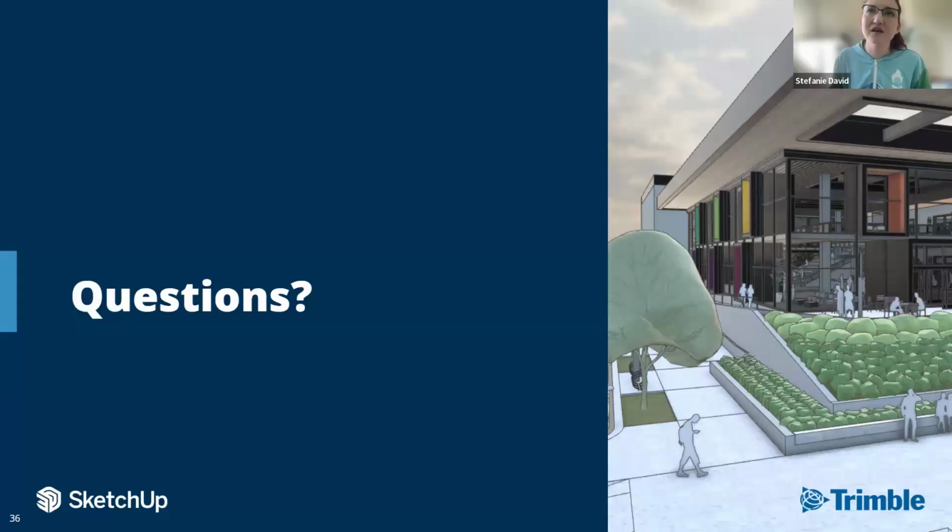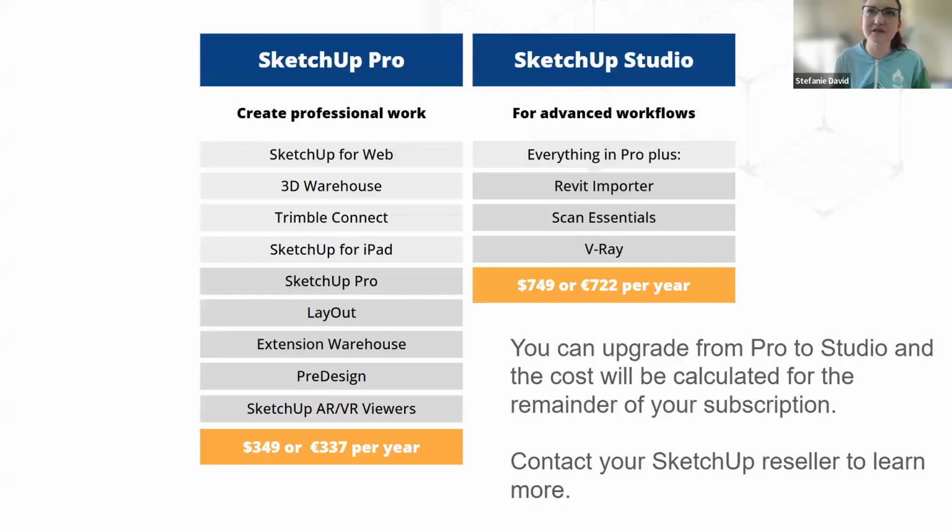All right. Let's see what other questions. I think we already talked about using the Scan Essentials feature for buildings to create solid groups. I think you covered that one already.